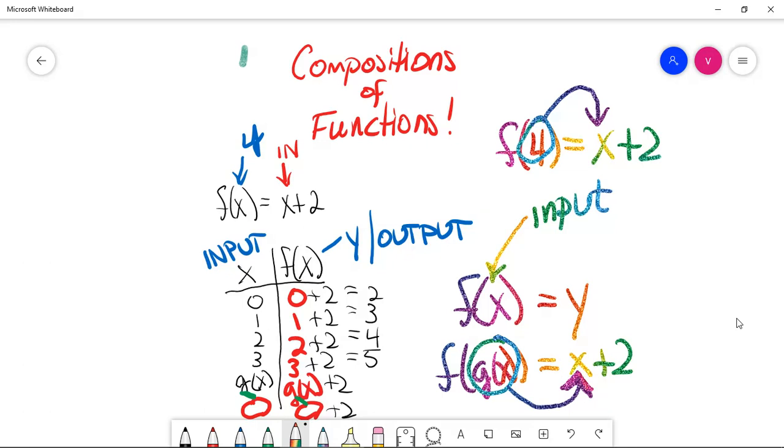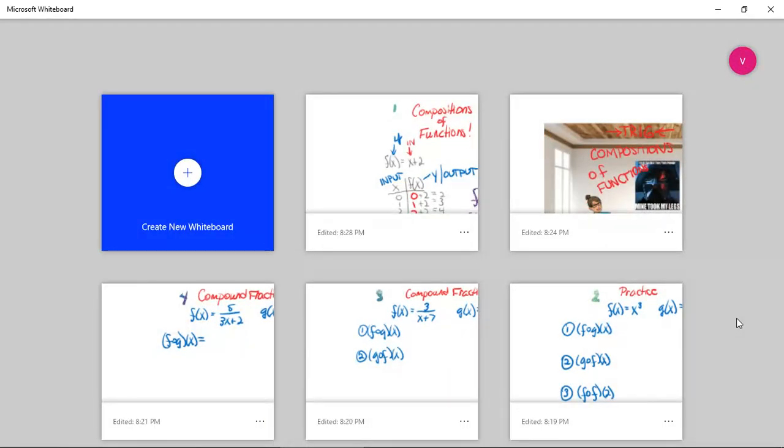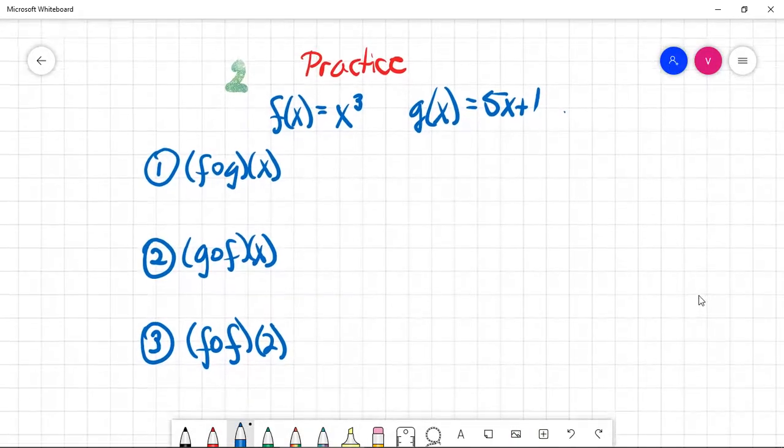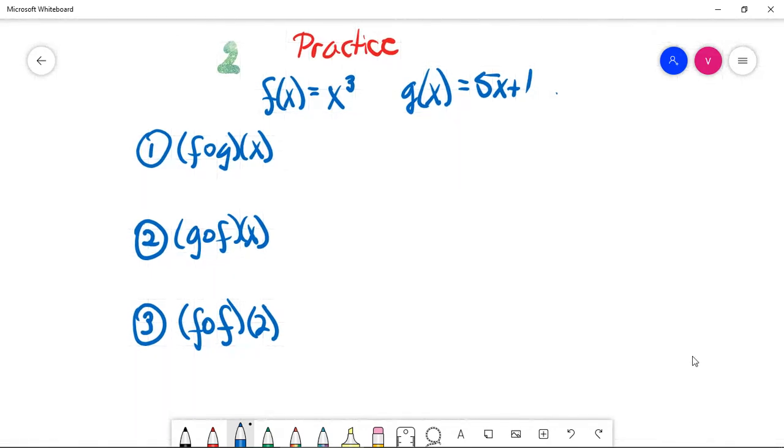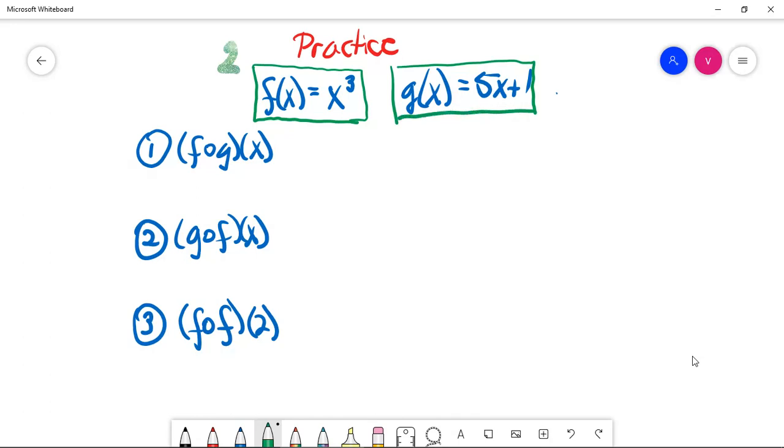So let's do some practice problems right now. Go back to some normal color pens. All right. Let's practice here. Give myself some room. All right, so here we go. We have two functions here. We have f of x is equal to x cubed, and we have g of x, which equals 5x plus 1. When you see this notation here, this stands for f of g of x.